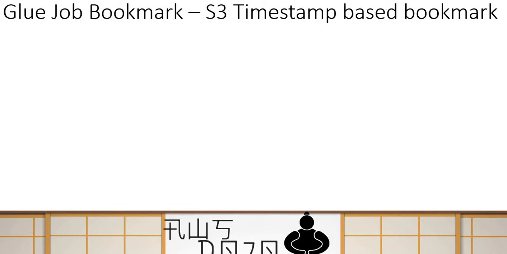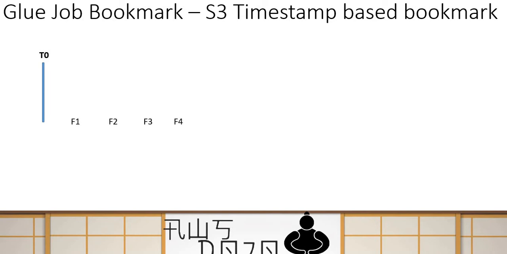Okay, fair enough. Now, let's spend some time on S3 timestamp based bookmark. You know that in S3 based source, if you enable a job bookmark, it uses the object's last modified date as a way to determine which object has been modified and which is not modified. So let's try to understand this in more detail, because it has some very interesting aspects and one very interesting configuration.